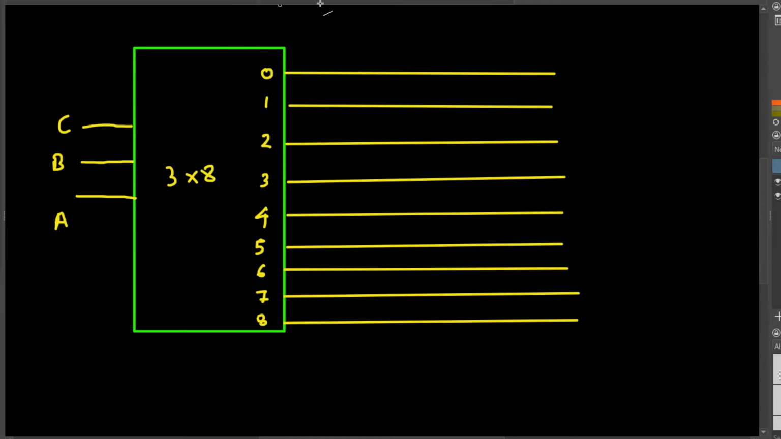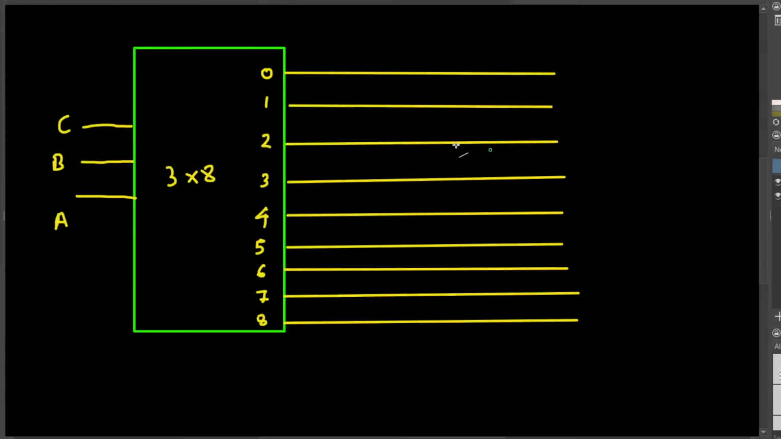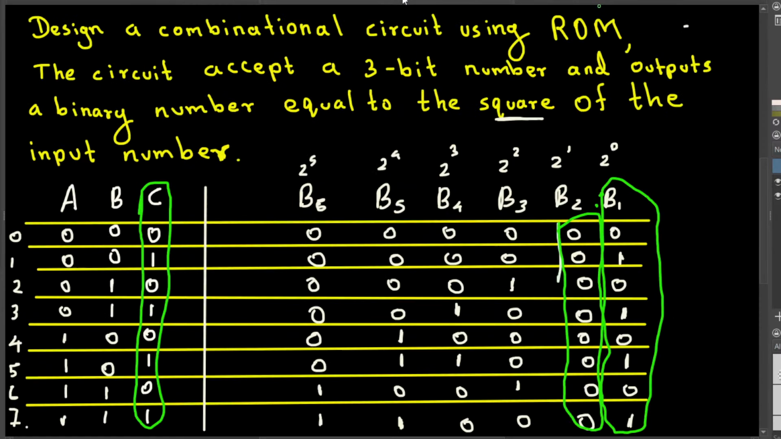Okay. Now from this one, we see that B2 is connected to the ground. B2 is 0, so it's connected to the ground, or you can just connect a 0 to B2. And B1 is exactly the same output as C, so we connect that one to the C right here. Okay, and we have taken care of B1 and B2. The left are B3, B4, B5, B6.